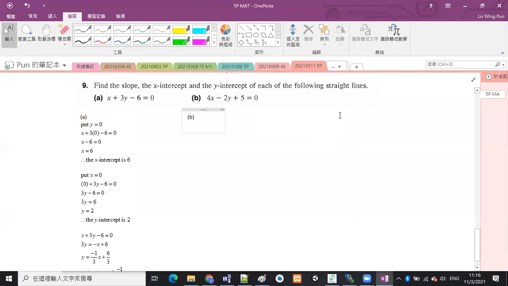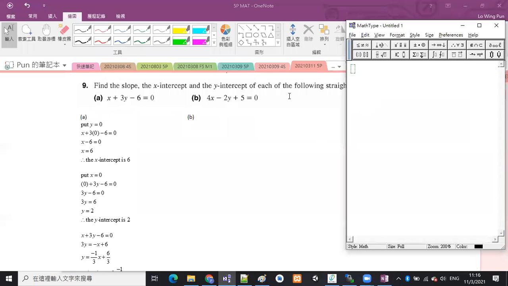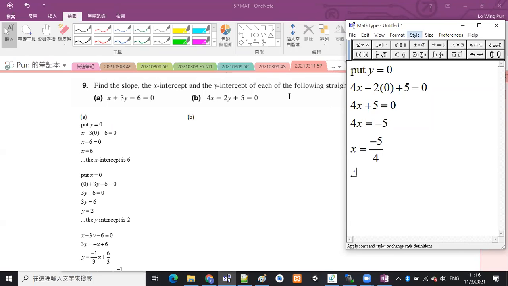So this time we have 4x minus 2y plus 5 equals 0. To find the x-intercept, we put y equals 0. So 4x minus 2 times 0 plus 5 is equal to 0. 4x plus 5 is 0. 4x is negative 5. X is negative 5 over 4. And therefore, the x-intercept is -5/4.